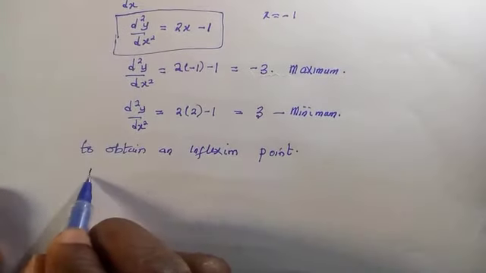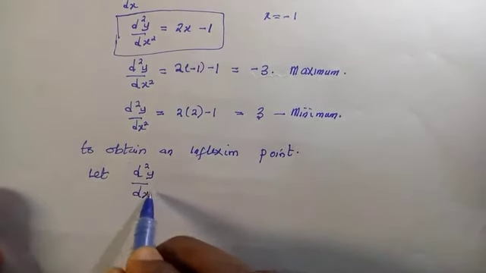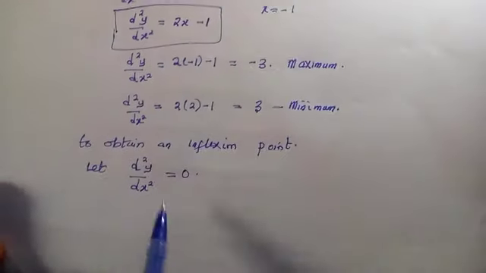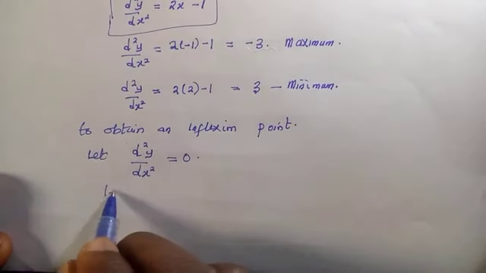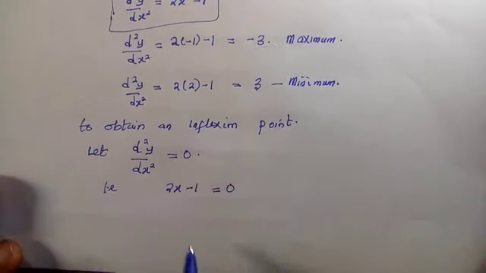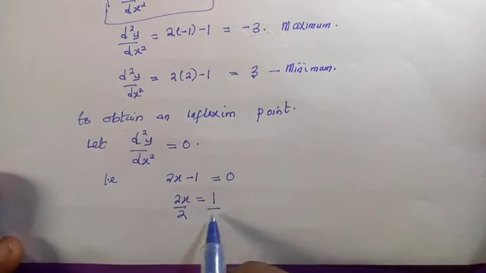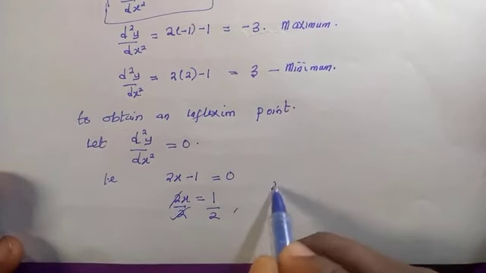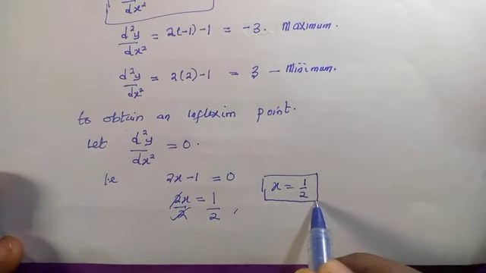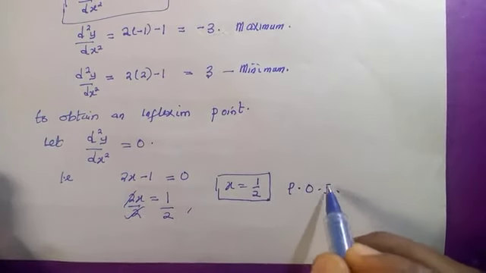That is, 2x minus 1 will now be equal to 0. I think this is clear. So d²y/dx² equals 0, definitely we are going to have 2x minus 1 equal to 0. By making x the subject, 2x equals 1, and dividing by 2, therefore x equals 1 divided by 2. And this half, which is 0.5 on the graph, is going to be our point of inflection.